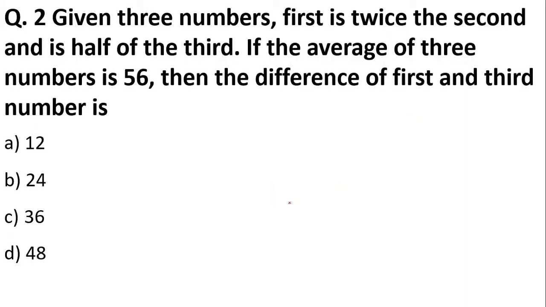Given are 3 numbers. First number is twice the second, and half of the third. If the average of 3 numbers is 56, then the difference of first and third number is.